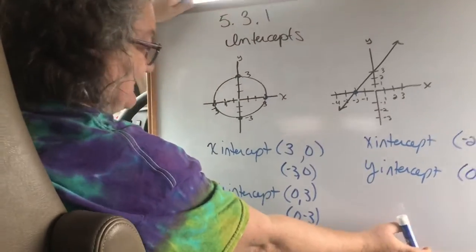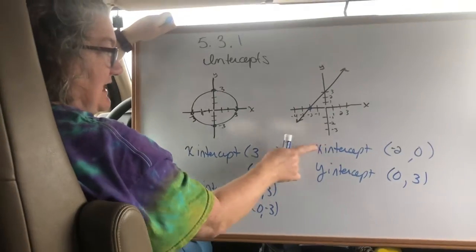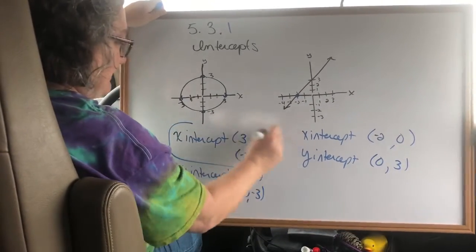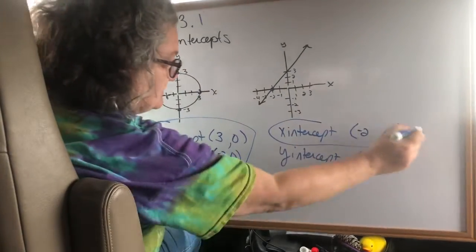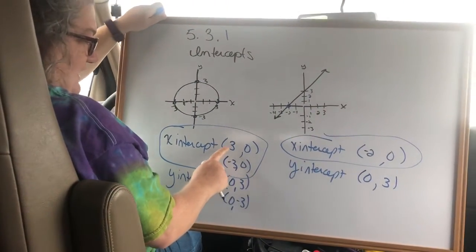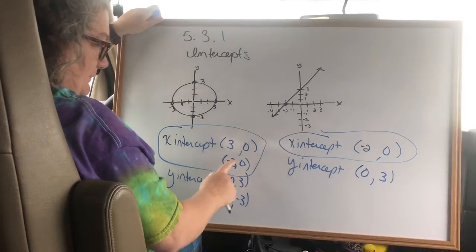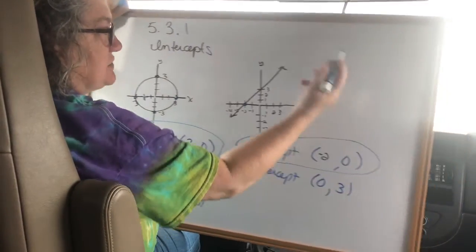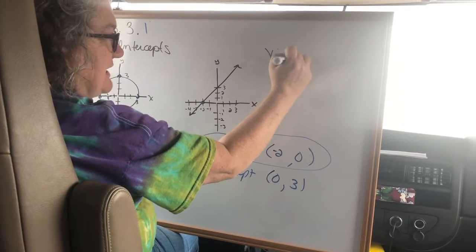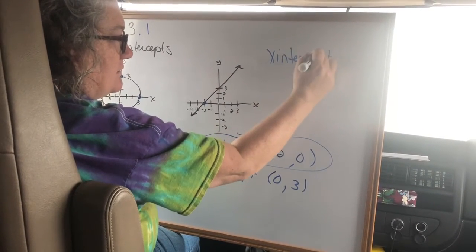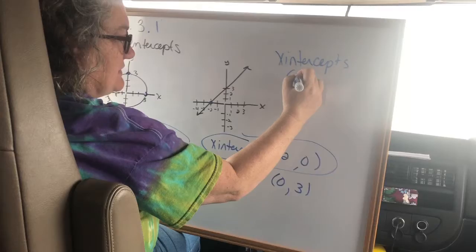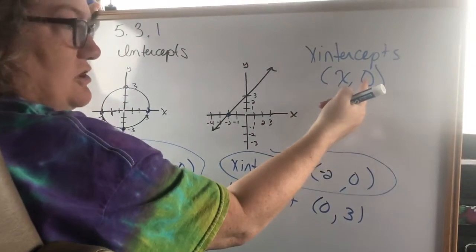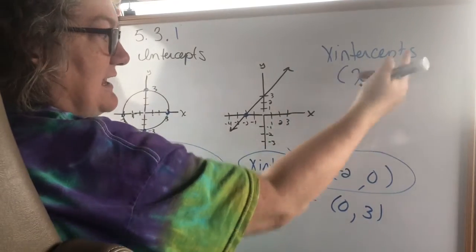Now, do we see anything in common between our x-intercepts? Look, here's our x-intercepts here. This is an x-intercept for this graph. Here's our x-intercept for this graph. Well, we have an x value and a 0. An x value and a 0. An x value and a 0. So for our x-intercepts, it is always going to be x value, 0. Our y value will always be 0 for our x-intercepts.